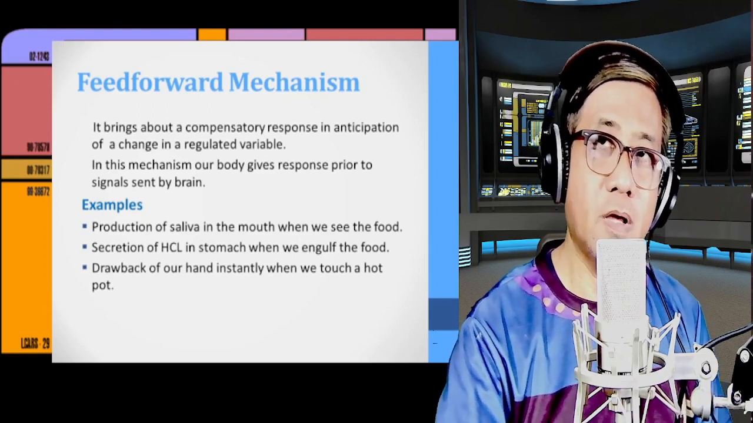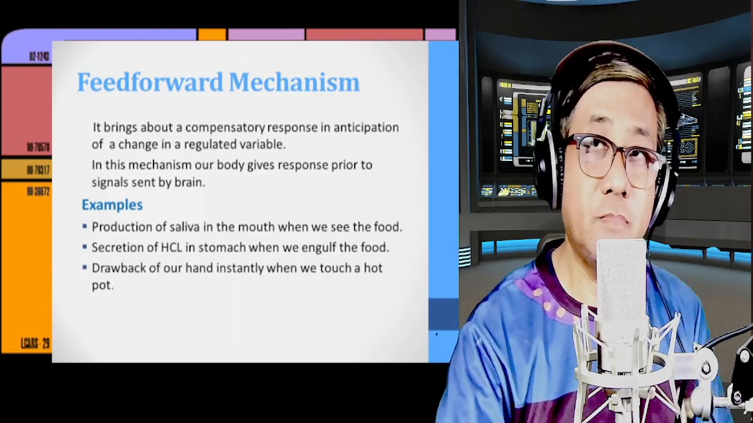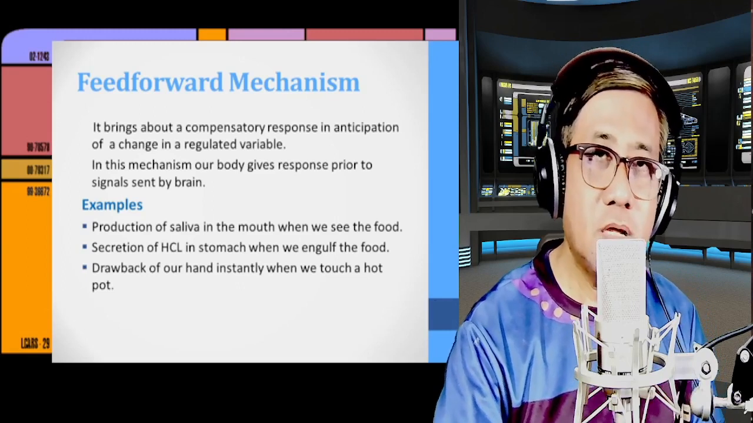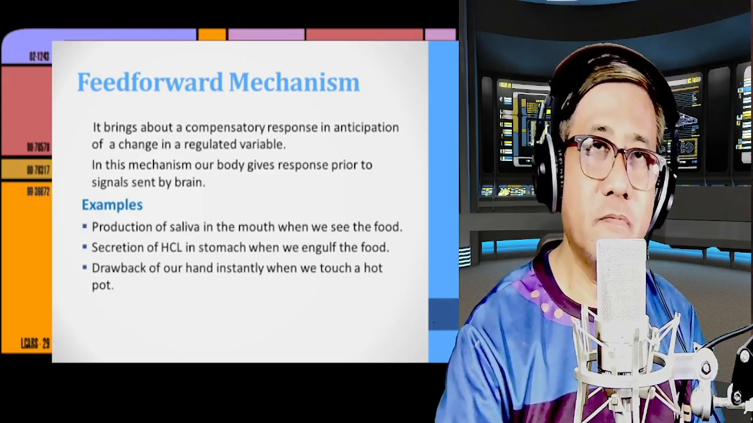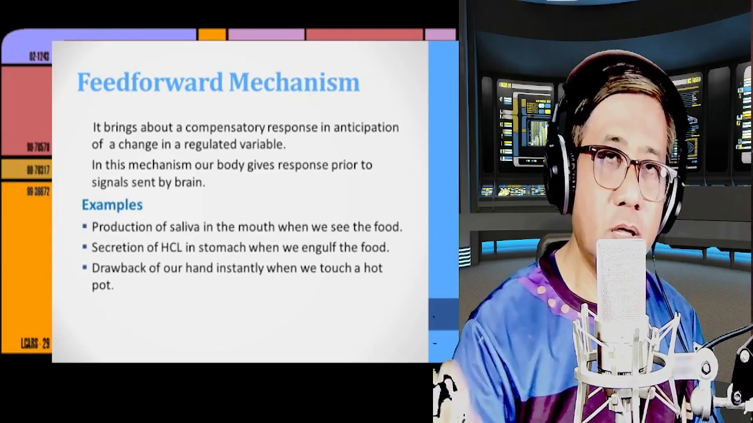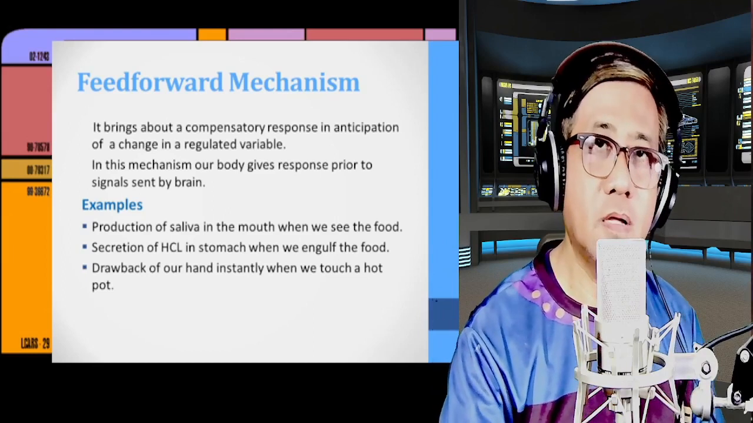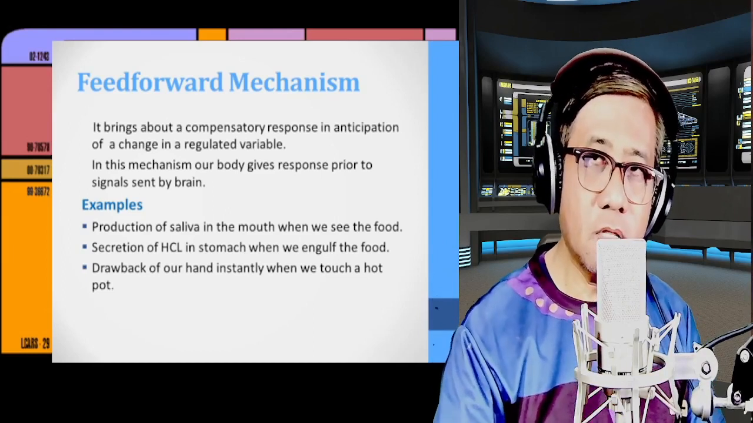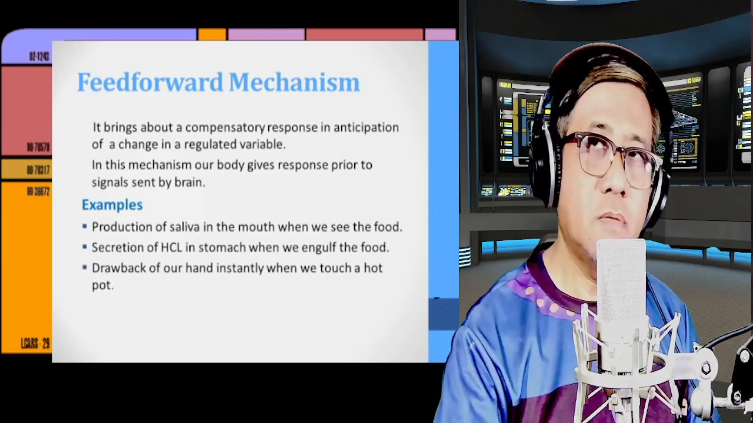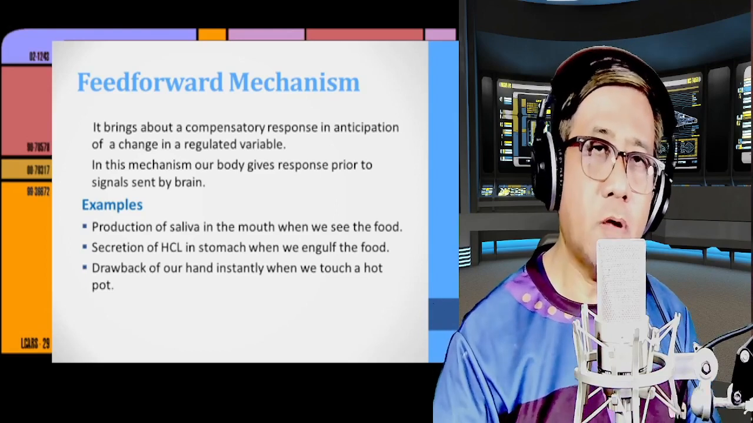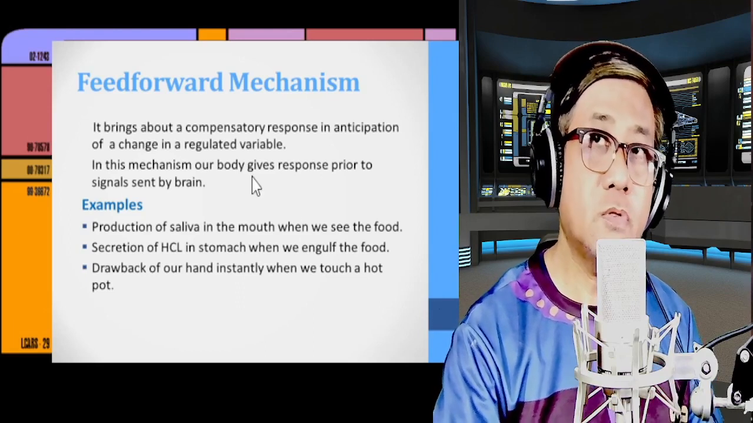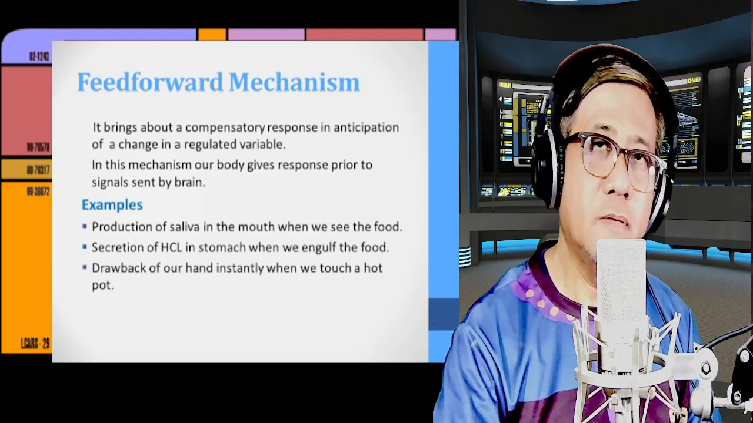Hindi pa nga nakakadampi yung pagkain sa bibig ninyo, nagpo-produce na kayo ng saliva. Because saliva plays an important role in the chemical breakdown of food, di ba? So ina-anticipate na yung breakdown ng food. Yun ang ibig sabihin ng feed-forward mechanism. Or ito yung basic example of retracting your hand pag nakahawak kayo ng mainit na bagay. Alright, so ina-anticipate na ng katawan natin kasi baka ma-damage yung tissue, masunog yung mga tissues pag hinawakan ninyo ng matagal. So the body anticipates that by retracting or drawback of our hands instantly every time we touch a hot object. So that's what we meant by feed-forward mechanism.